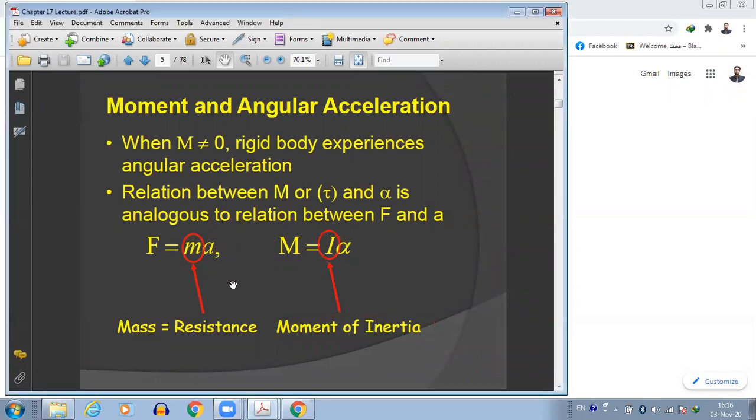But right now we are discussing chapter number 17. Chapter number 17 is similar to chapter number 13, and in 13 we started the kinetics of particles. So here we are going to start the kinetics of the rigid bodies. And since chapter number 13 was the force acceleration method, here we have chapter number 17, which is also kind of a force acceleration method, but not for the case of particles. We will be dealing with the solid bodies.